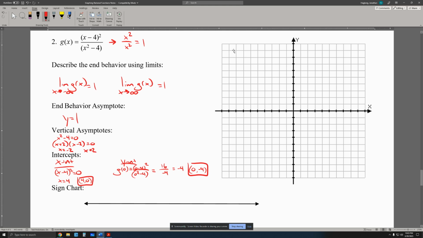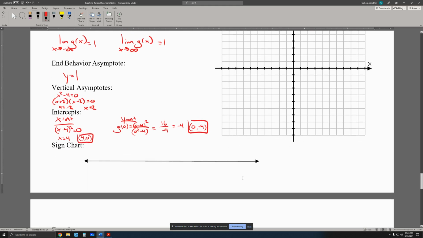Okay, now let's go ahead and draw a sign chart. So we're going to go ahead and plot our vertical asymptotes. We have one at -2 and +2. We also have an x-intercept at (4, 0). Because the end behavior asymptote is y = +1, we know both ends are approaching +1.